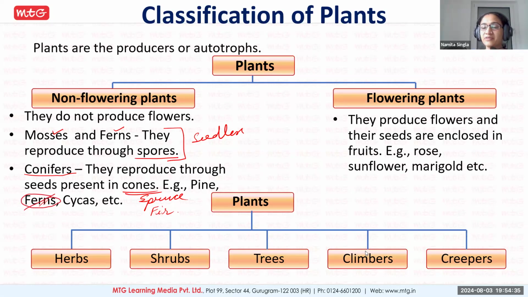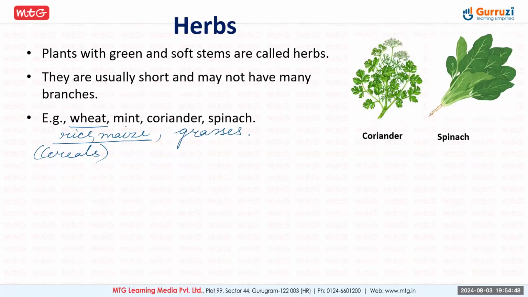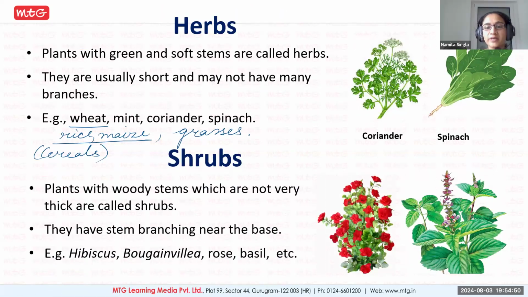You have already explained everything. Arjun, can you give me examples of herbs? Ma'am, herbs examples are coriander, mint, wheat, maize. Very good. Very nice. Ma'am, banana is the largest herb. Largest herb. Very good. Banana is the tallest herb and bamboo is the tallest grass.